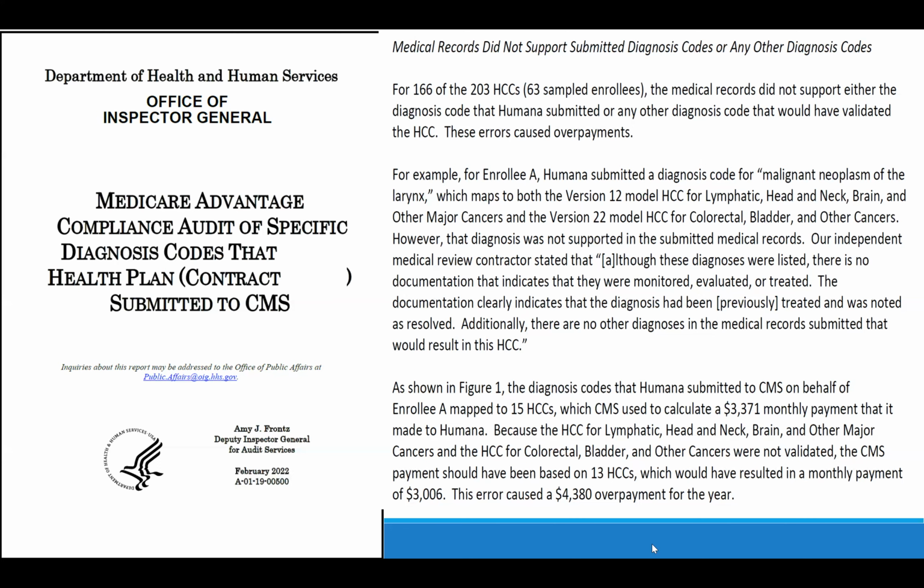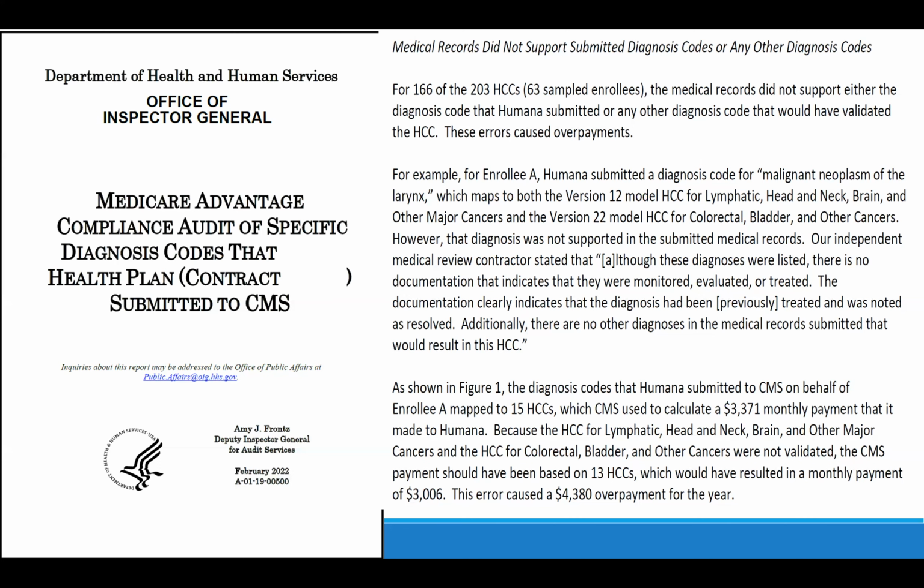Because the government is paying all this money, they are auditing to make sure that they're being assessed correctly and paid, not overpaying. This is a RADV cover report on the left. Like I said, we like to reverse engineer. You can see this: medical records do not support submitted diagnosis codes or any other diagnosis codes. That's not a good heading.